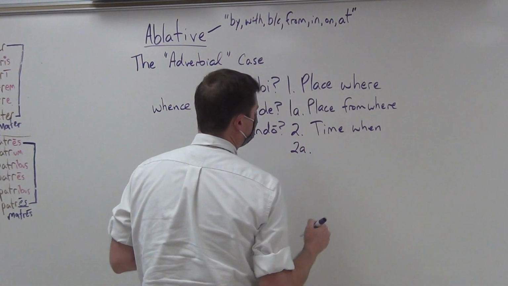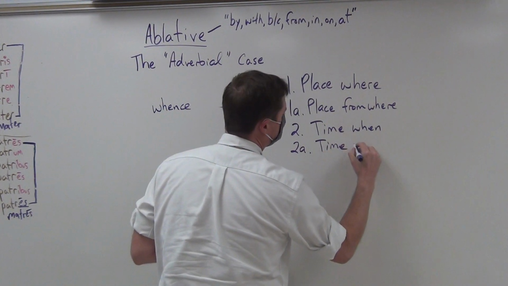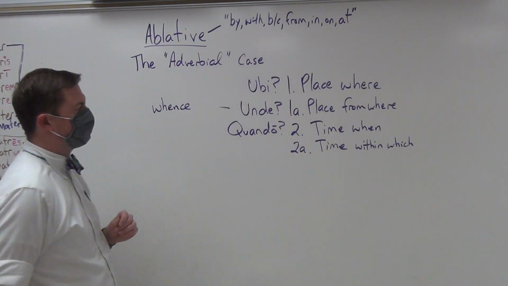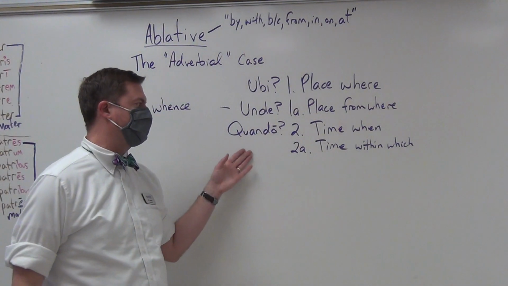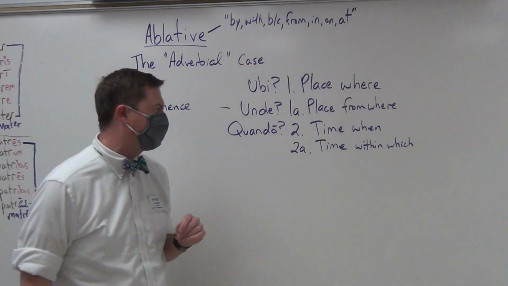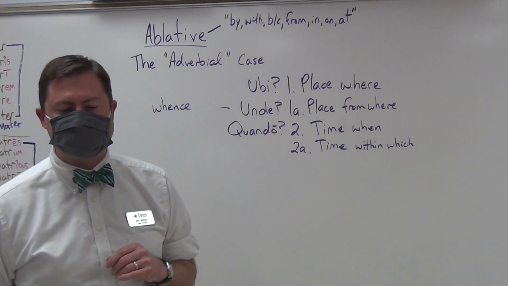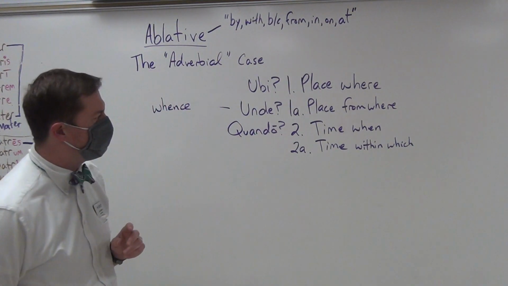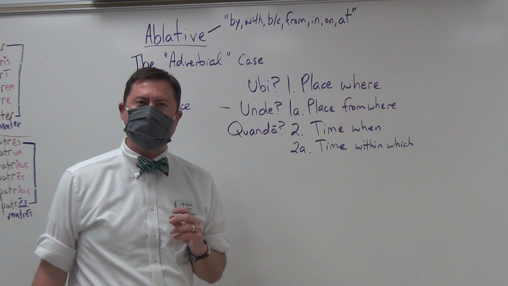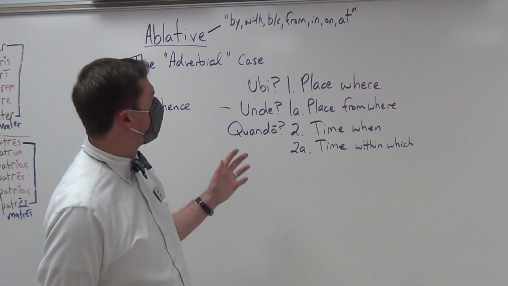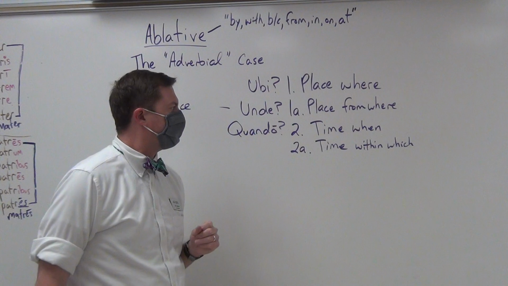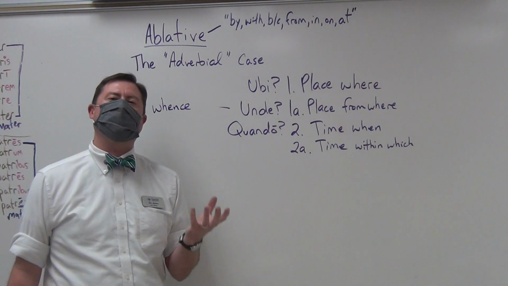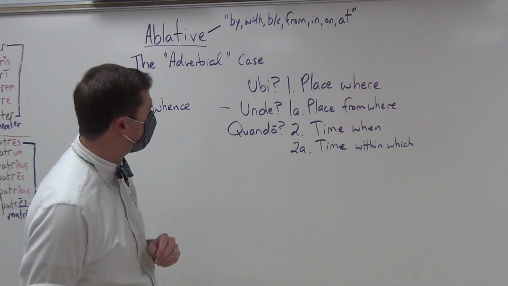2A, it can also tell you the time within which. So, the time within which, and there's not going to be a specific Latin question word that I can give you for that. By the way, your first writing utensil is a stylus. S-T-Y-L-U-S, a stylus, trying to keep this video short. The time within which. So, the Cornelians leave from the country house, ablative of place from where, unde, and they arrive in 3 days. And that tells you the time in which the action is going to occur.